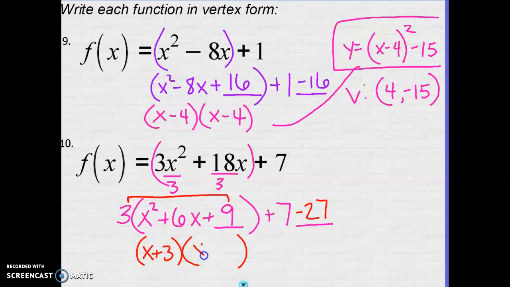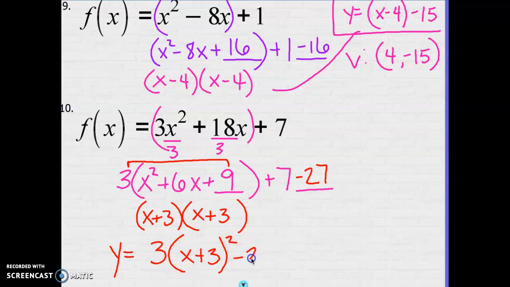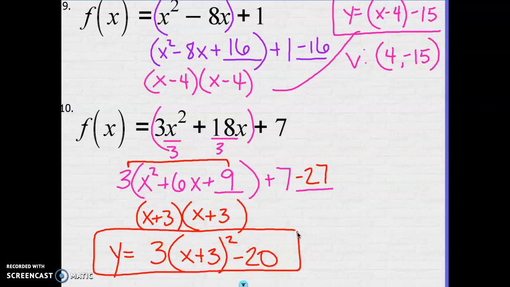Now I can go ahead and factor to make sure x plus 3, yep, that's a perfect square. So our final answer, remember a was 3, and then x plus 3 quantity squared, and then 7 minus 27 gives us a negative 20 on the end. So again, we like vertex form because you can look at that and see now that the vertex is negative 3, negative 20. So we can convert into vertex form by completing the square.